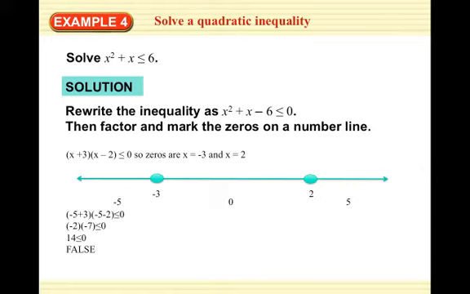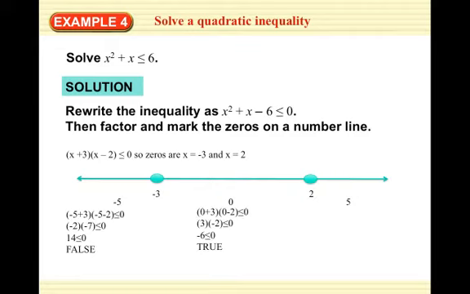Then I just plug it into my inequality statement. You can go back to the x squared plus x minus 6 less than or equal to 0 if you want, but I think the factored form is a lot easier, so that's what I did. Negative 5 plus 3 gives me negative 2. Negative 5 minus 2 is negative 7. Negative 2 times negative 7 is 14. 14 less than or equal to 0 is a false statement, so that will not be part of my solution.